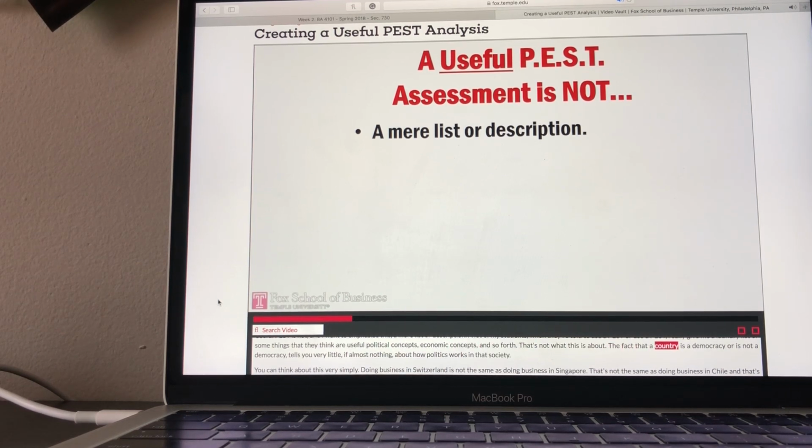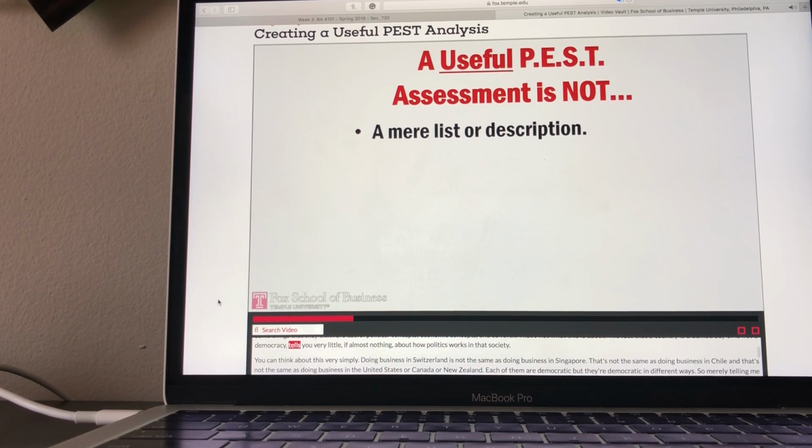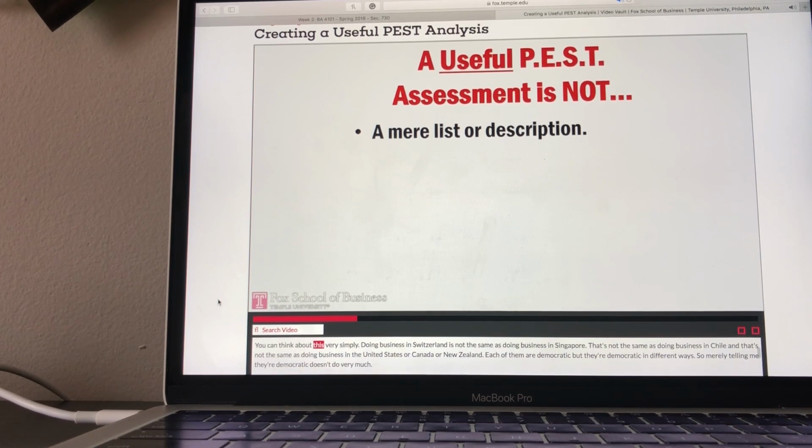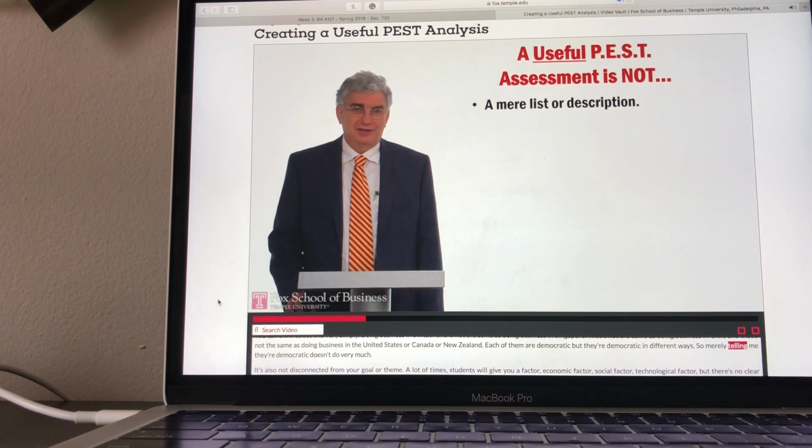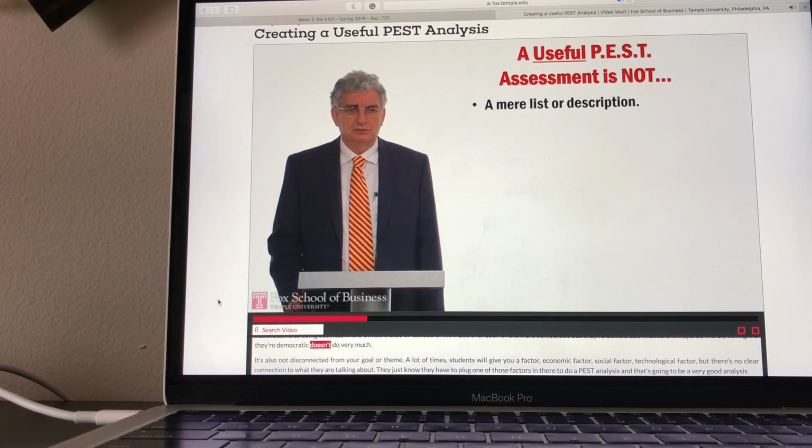The fact that a country is a democracy or is not a democracy tells you very little, if almost nothing, about how politics works in that society. You can think about this very simply. Doing business in Switzerland is not the same as doing business in Singapore. That's not the same as doing business in Chile, and that's not the same as doing business in the United States or Canada or New Zealand. Each of them are democratic, but they're democratic in different ways. So merely telling me they're democratic doesn't do very much.